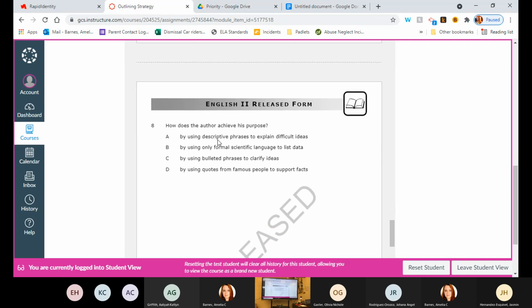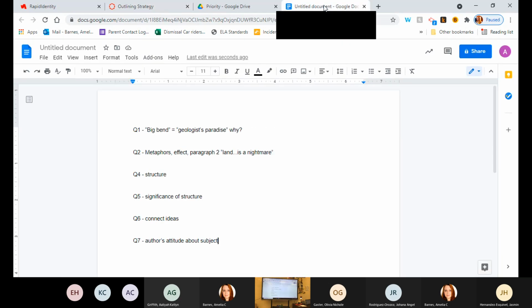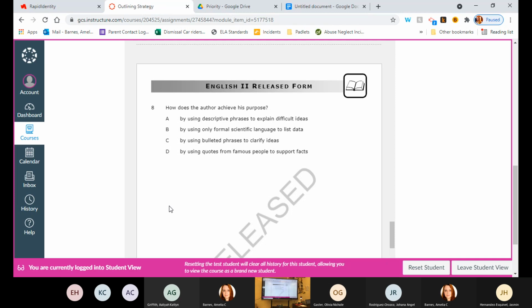All right, question 8. How does the author achieve his purpose? So keyword here, purpose, and what was the other keyword? Achieve. Not achieve, how. How, right?